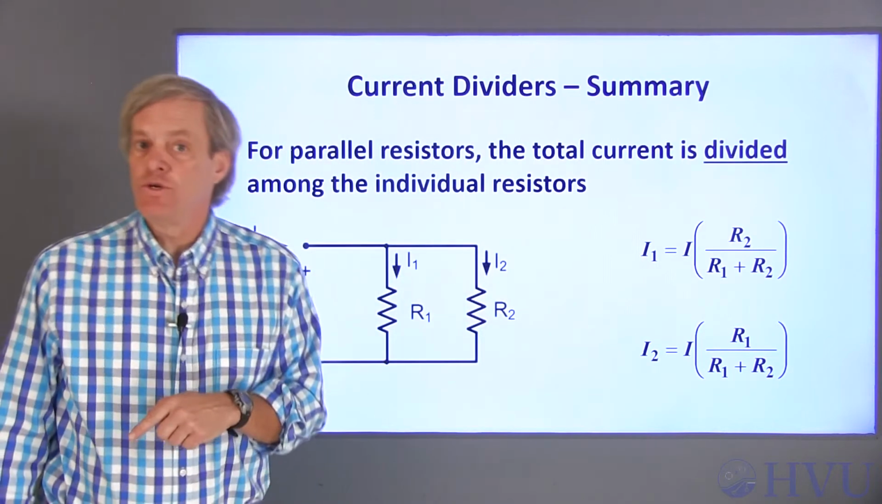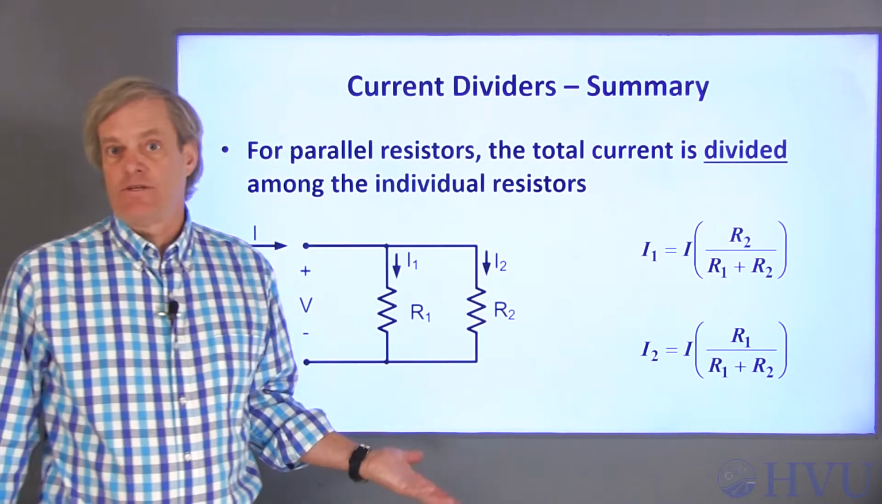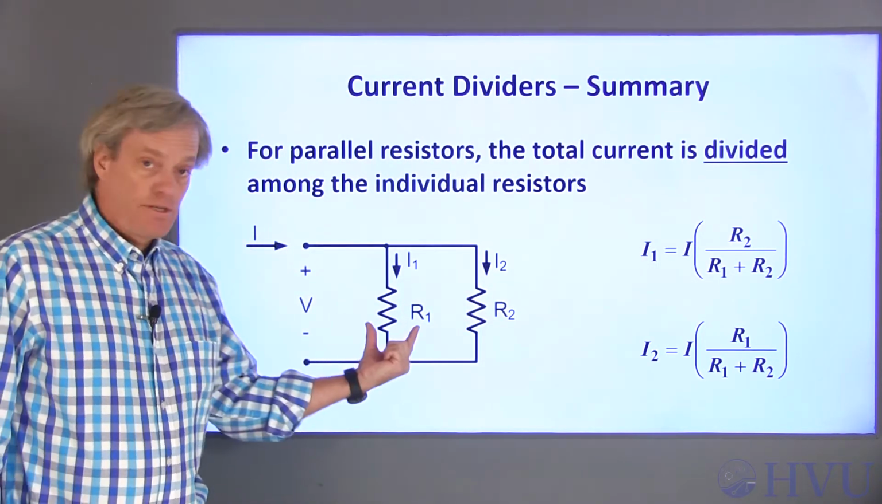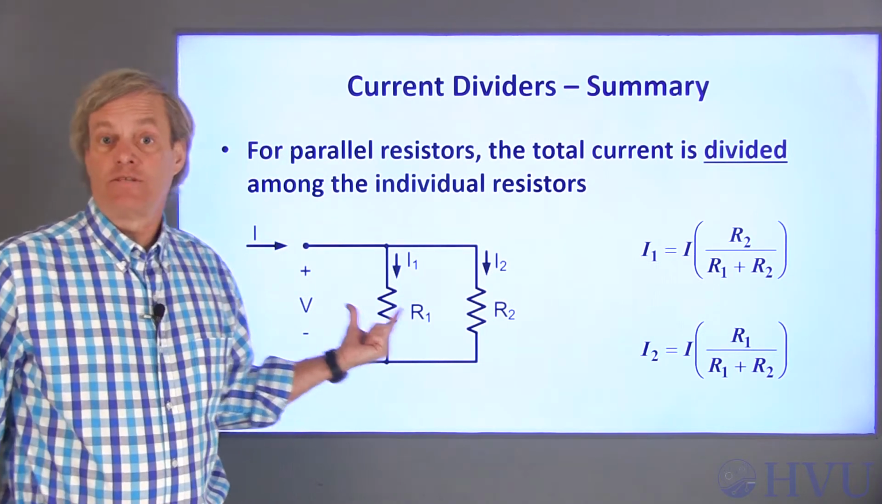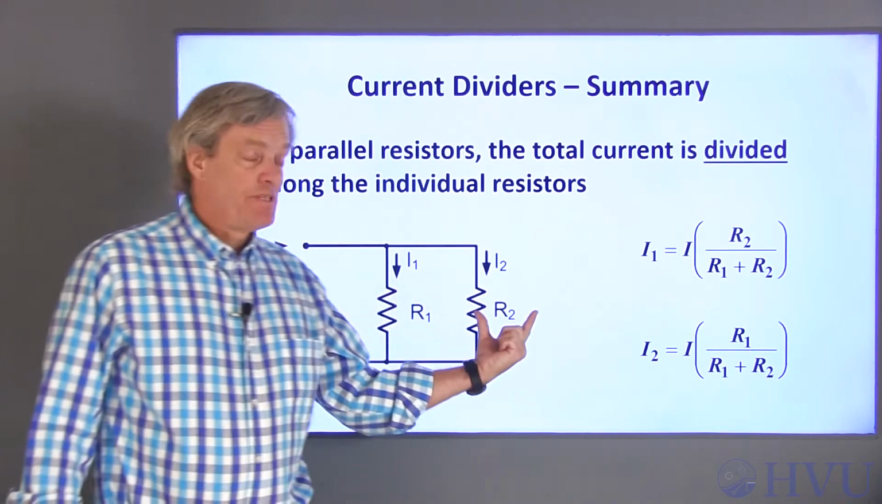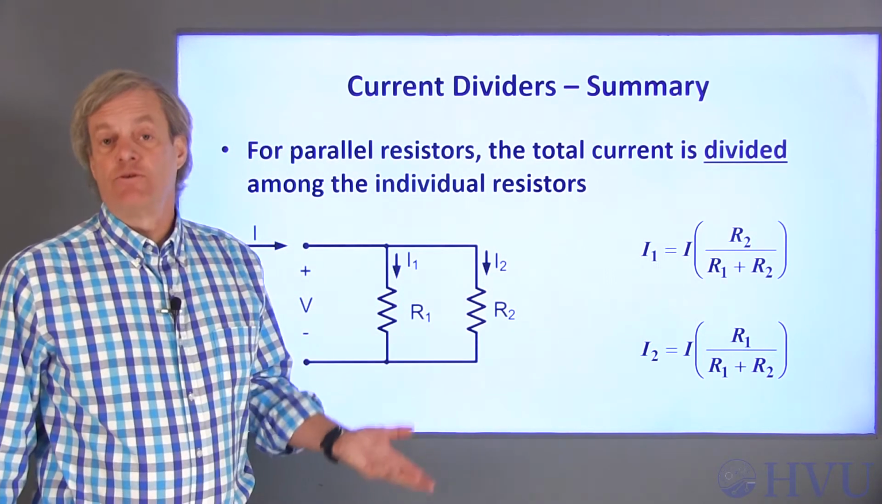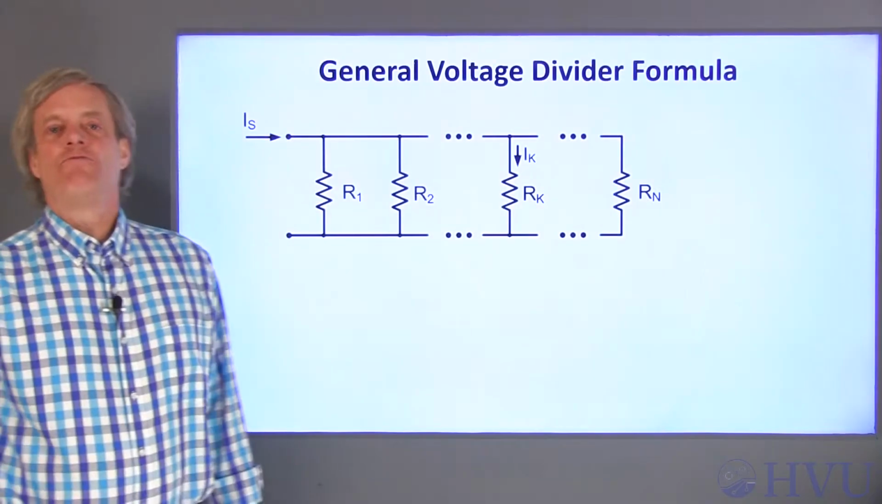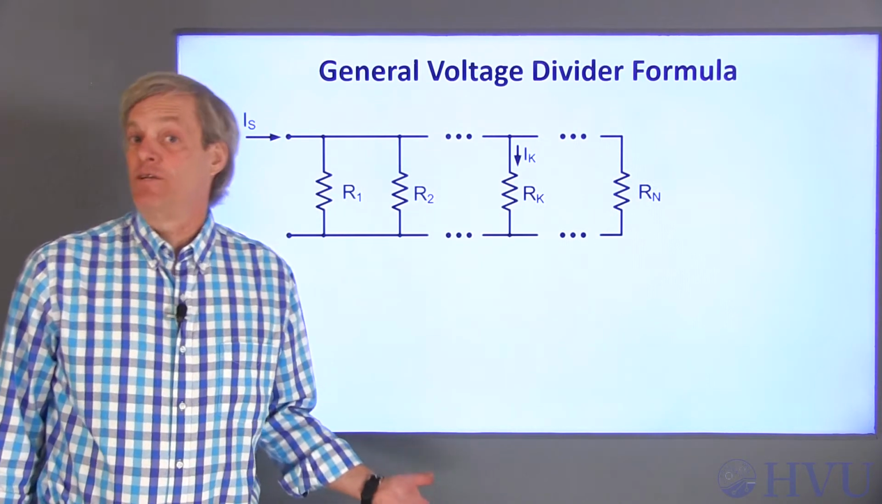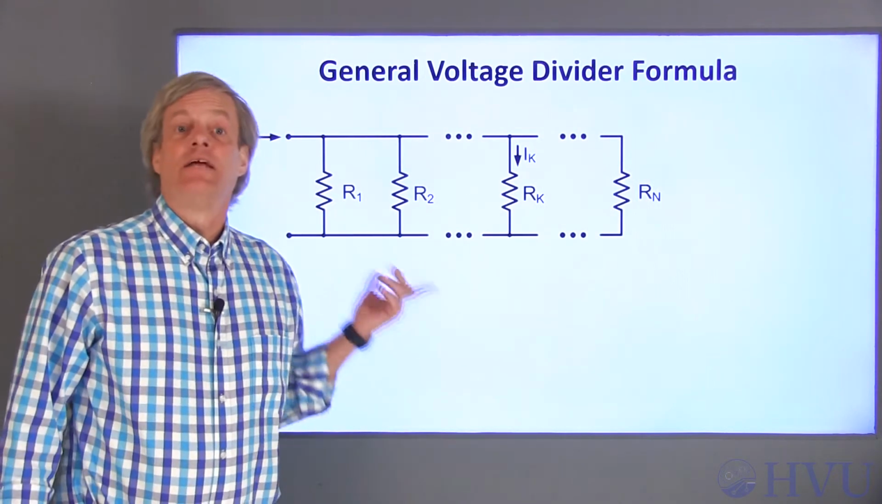So for the case of two and only two parallel resistors, the current through one of the resistors can be determined by multiplying the total current times the resistance of the other resistor and dividing the result by the sum of the resistances. Finally, before we do some examples of how to use our current divider formula, let's derive a general current divider formula.